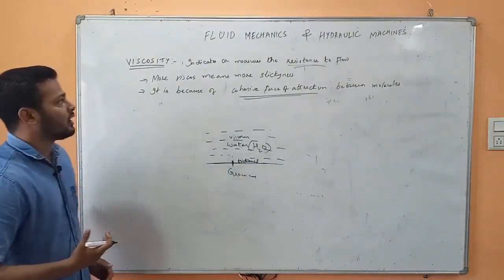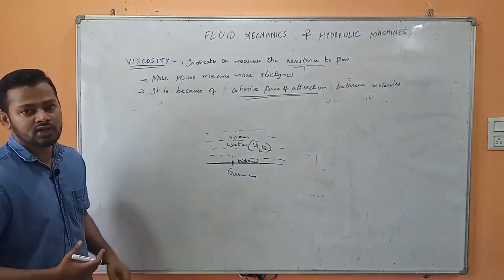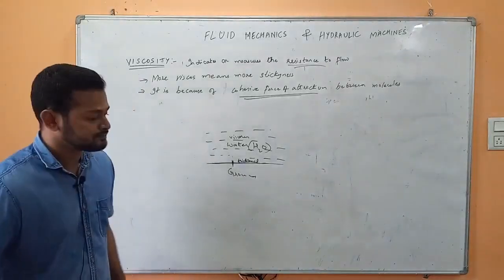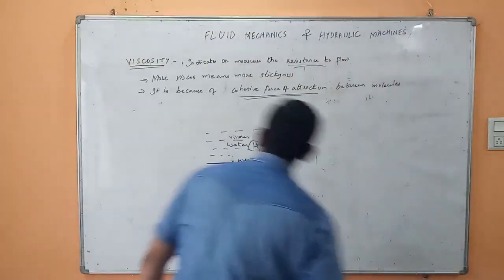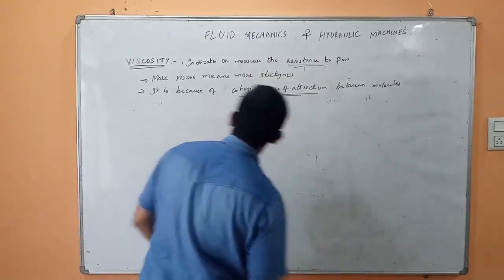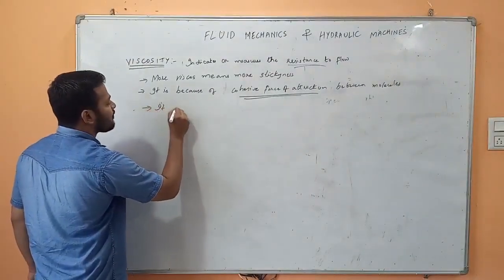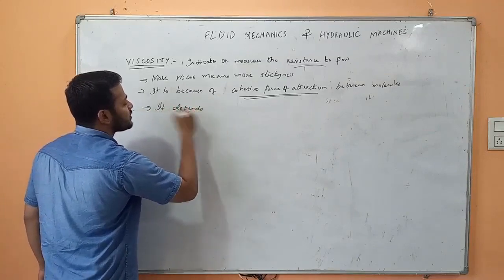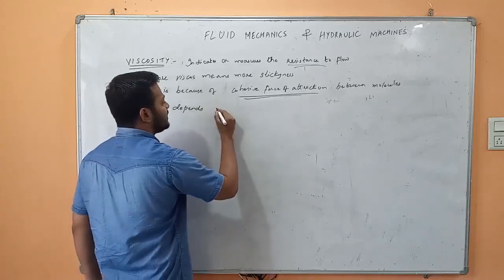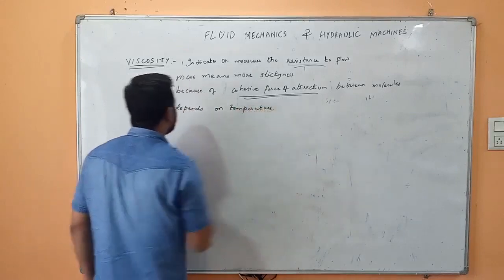So in short, you can understand viscosity as stickiness. More viscous means more stickiness, so I have to apply more force in order to bring the liquid in motion. This property, viscosity, depends on temperature, because the forces of attraction between molecules change with the change of temperature. How does it depend on temperature?